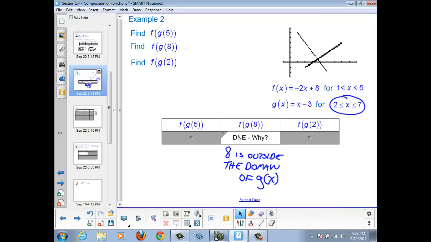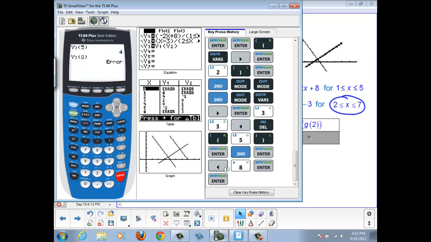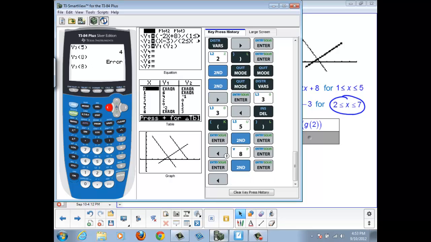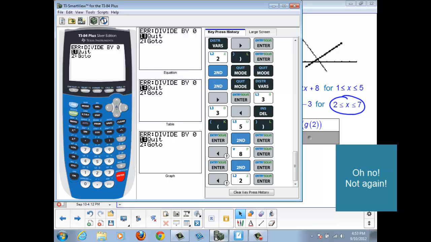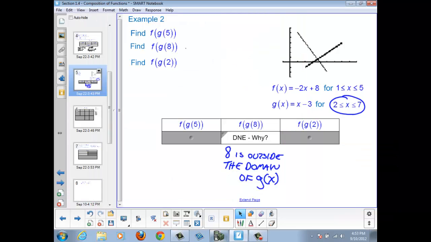Alright, well let's try f of g of 2. 2 is definitely inside the domain of g. And it also is between 1 and 5, so we shouldn't have a problem. Let's ask for f of g of 2. So we'll call back our last command, replace the 8 with the 2, and see what happens. We get the same error. Why does that happen? We certainly can plug 2 into g. There's no restriction there, or we meet the restrictions.